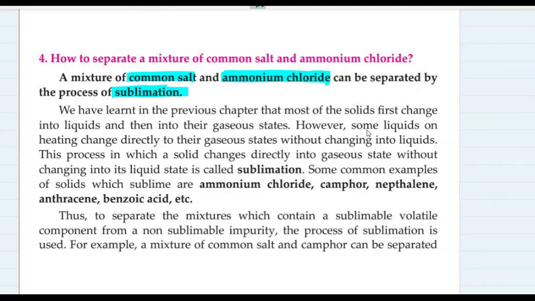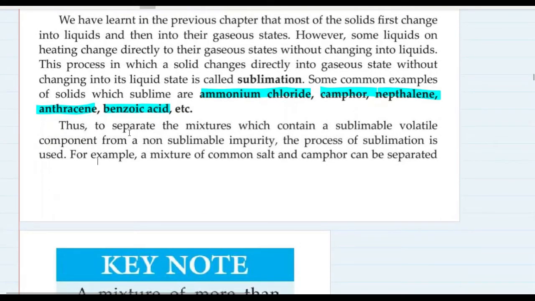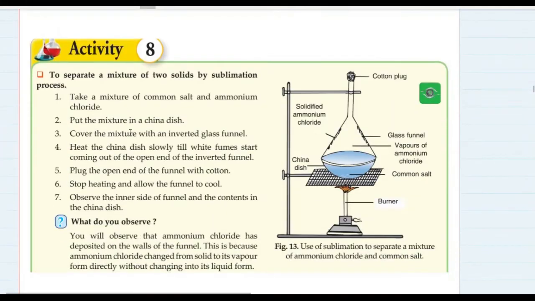On heating, it directly gets converted into gaseous state. Common salt is non-sublimable. More sublimable substances are ammonium chloride, camphor, naphthalene, anthracene, benzoic acid, etc. These are all sublimable solids. So for a mixture which contains a sublimable volatile component and a non-sublimable impurity, the process of sublimation is used. So how to use sublimation?